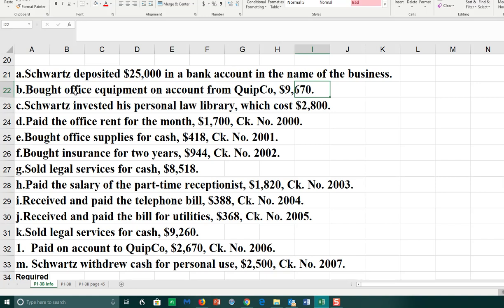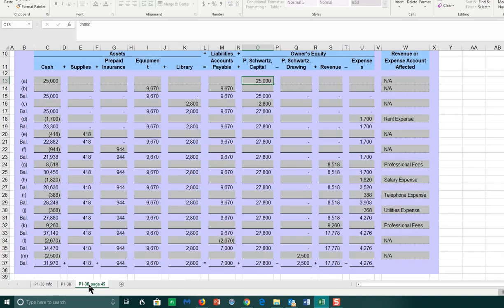We notice that the business is purchasing office equipment, so they are receiving the asset, the equipment, and it's on credit, so the business owes Quip Company $9,670. And that's what we need to record. And so we show that there is an increase in a specific asset called equipment for $9,670.